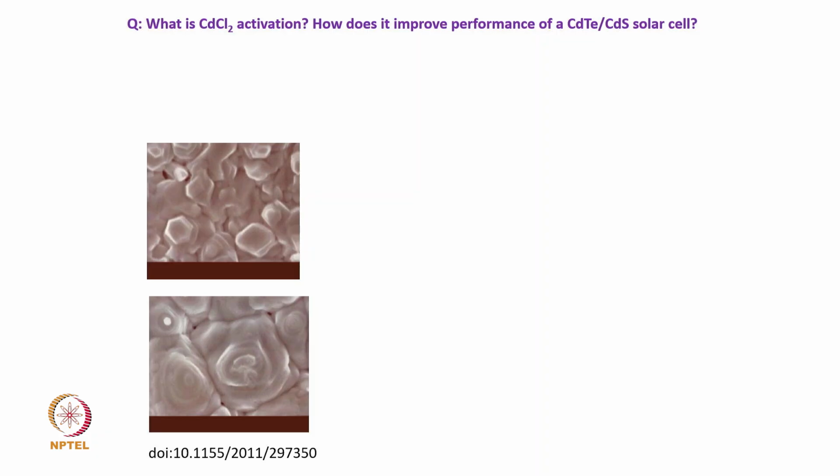Let me again highlight this with this example. You can look at this particular SEM image and look at this particular SEM image. Okay. So, this is the as grown CdTe and this is activated CdTe. There is a huge difference between the morphology or the structure of these two.